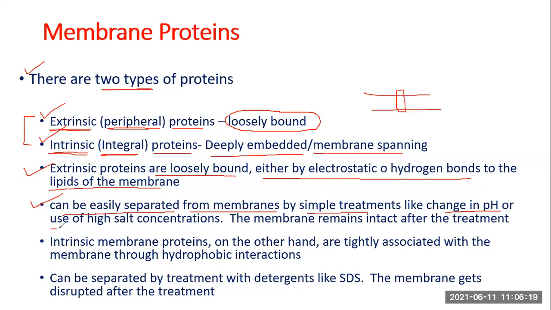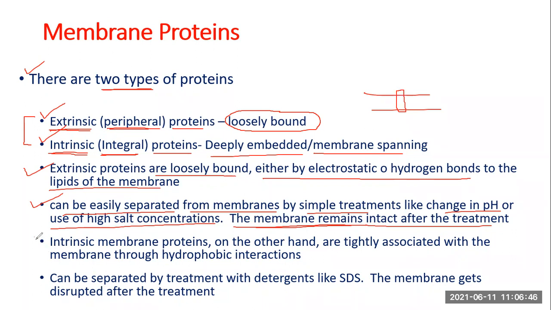Or you can use high salt concentration, 0.5 molar NaCl, 0.7 molar NaCl or 1 molar NaCl. When you use this kind of solutions also, these proteins tend to separate from the biological membrane. And when they separate, the membrane remains intact after the treatment. The membrane doesn't get disrupted. The bilayer of the membrane will remain as it is, right? Because only loosely bound proteins have been separated from the membrane.